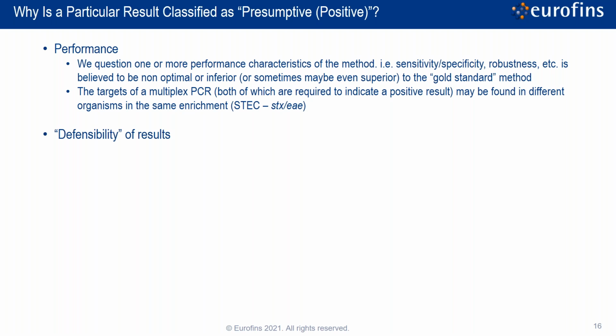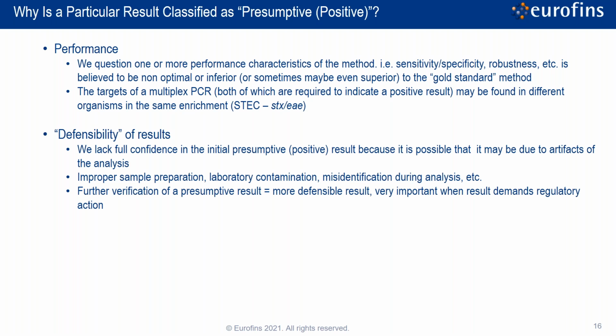Next, click. Defensibility, this is an important one. If you don't have full confidence in that initial result, because there might be artifacts of the analysis, such as improper sample prep or lab contamination, retesting gives you further verification of a presumptive result. So it's more defensible. And that's really important when regulatory actions are demanded from the results. Next.